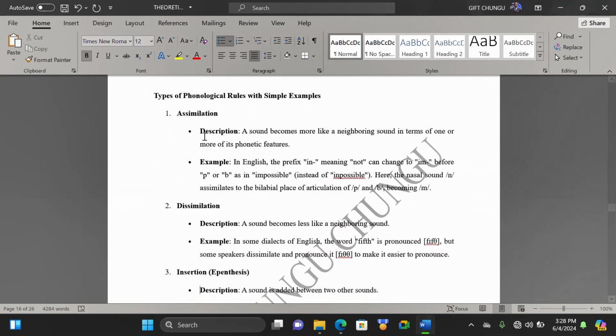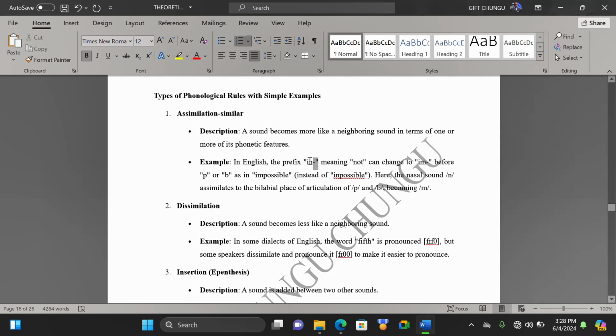So the first type of phonological rule that we look at is assimilation. Assimilation comes from the word similar, meaning a sound becomes more like a neighboring sound in terms of the phonetic features of that sound.